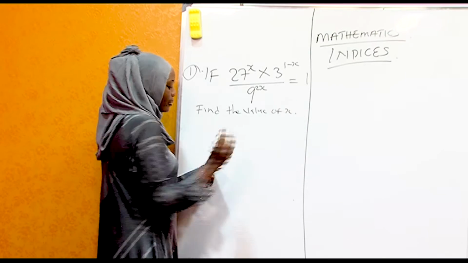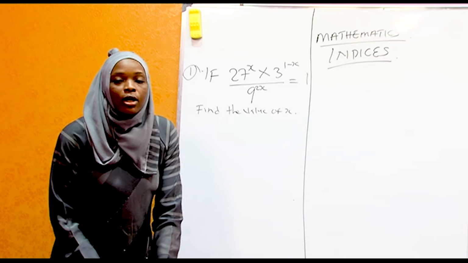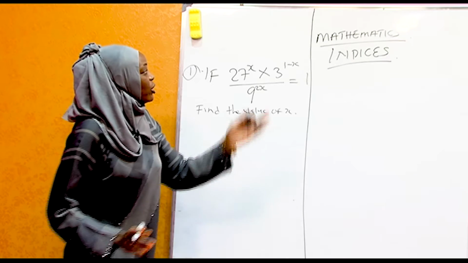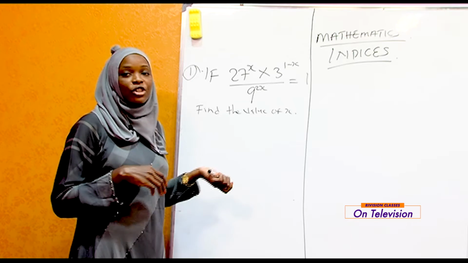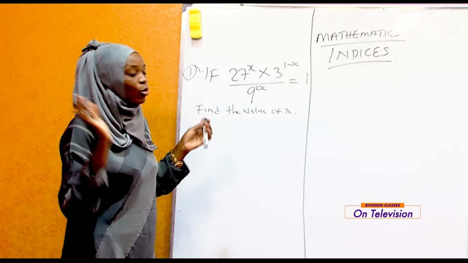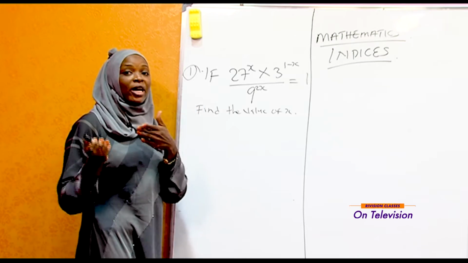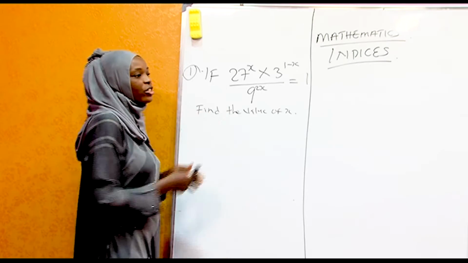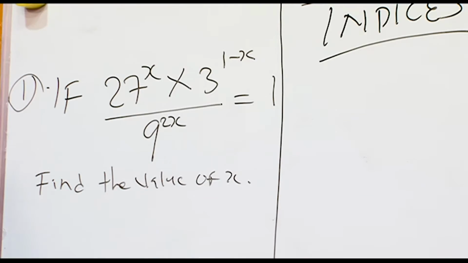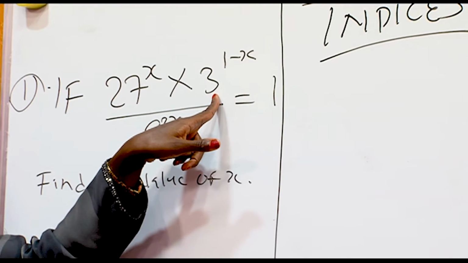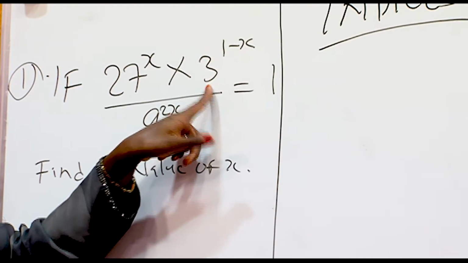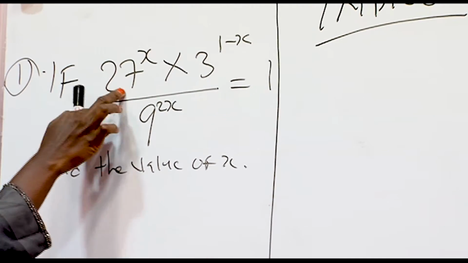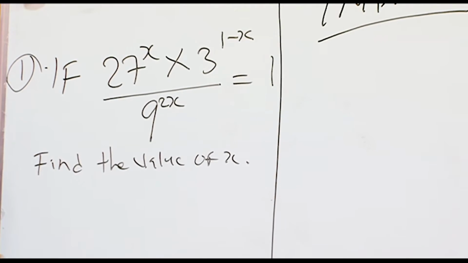Remember that when you are taught indices, we have some laws guiding these indices. We have the multiplication law, the division law, the power law, and so on. So we're going to be applying those laws in these questions. Before we can apply those laws, the smallest base here is 3. You will try to make the other numbers to be in that base 3.